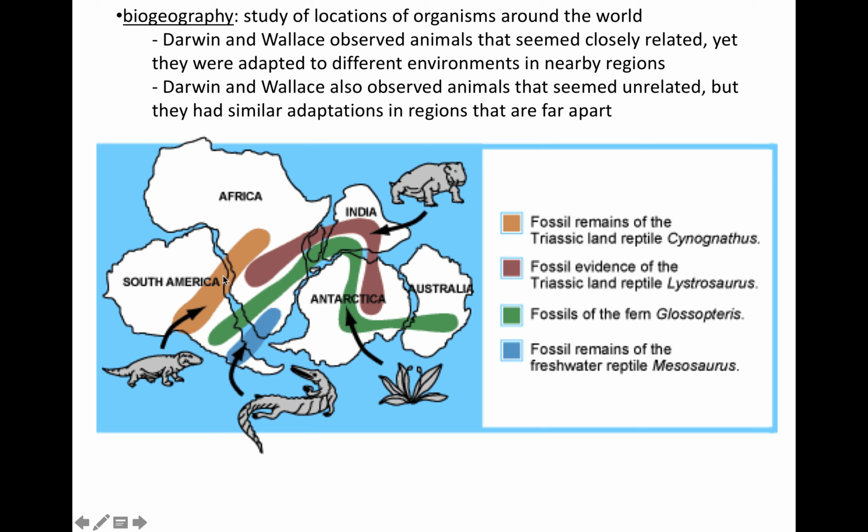Now between Africa and South America, you have the Atlantic Ocean, and organisms are not able to cross that ocean. But by studying locations of organisms around the world, we have noticed a lot of similar characteristics. We have found relationships that showed that these land masses were closer together than they are today.